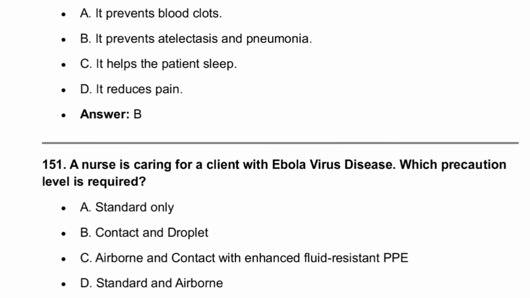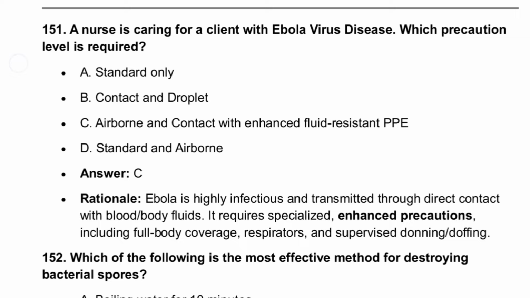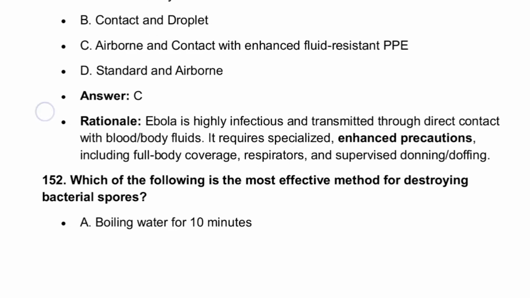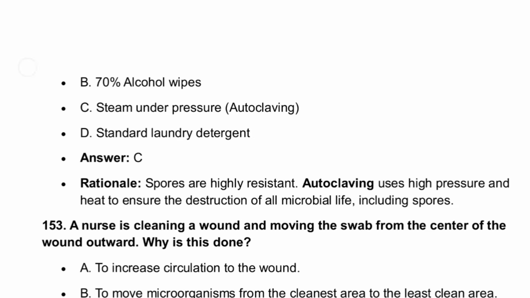Next, a nurse is caring for a client with Ebola virus disease. Which precaution level is required? Ebola virus এর জন্য airborne and contact with enhanced fluid-resistant PPE. Which of the following is the most effective method of destroying bacterial spores? C, steam under pressure, autoclaving.